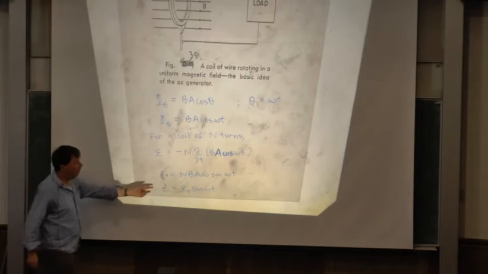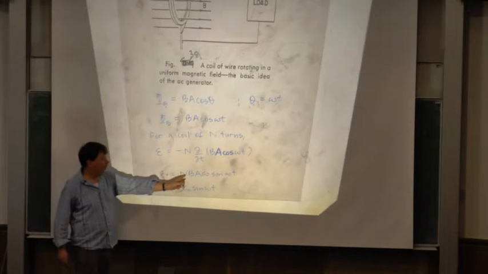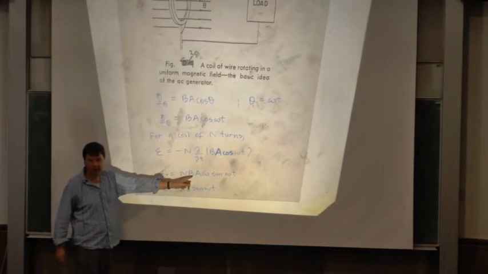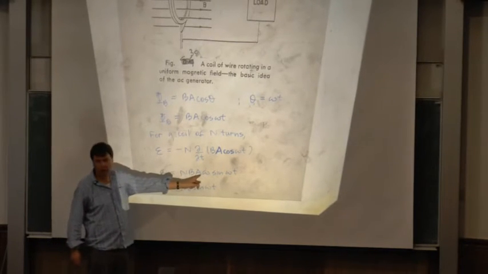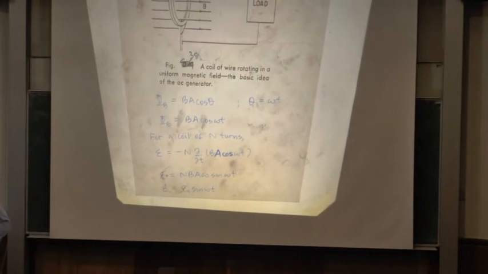And in a sense, the final answer is intuitively obvious. If you want a big EMF, you have lots of turns, you have a massive great magnetic field, you have a coil with a huge area, and you spin it as fast as is technologically possible.